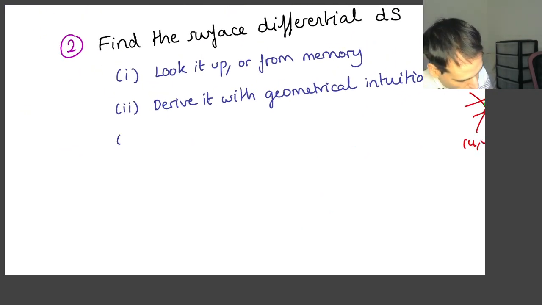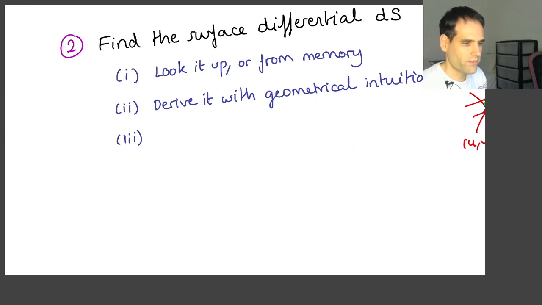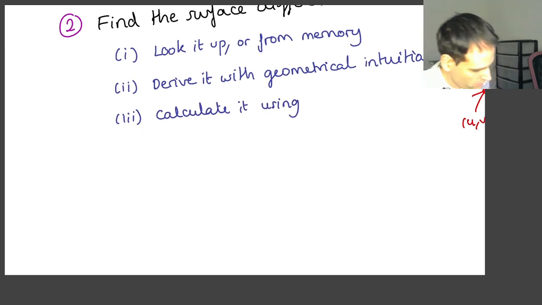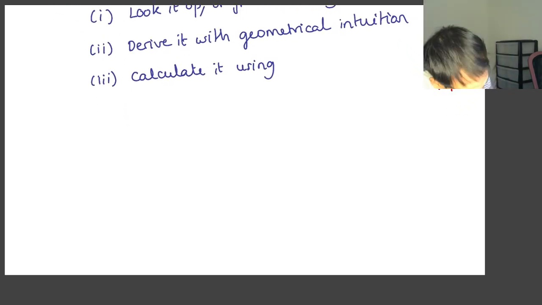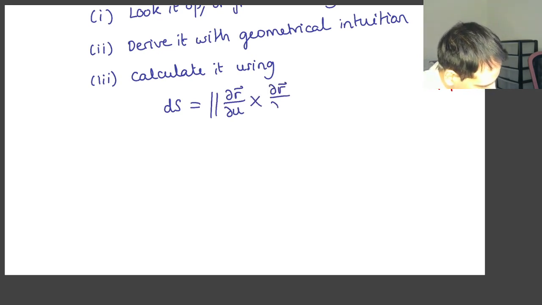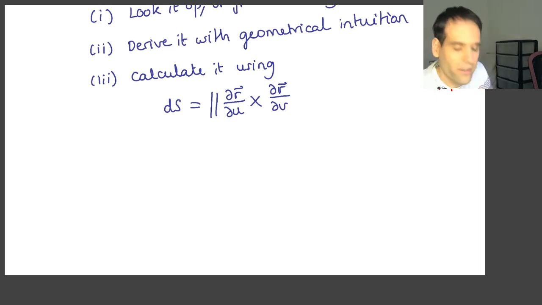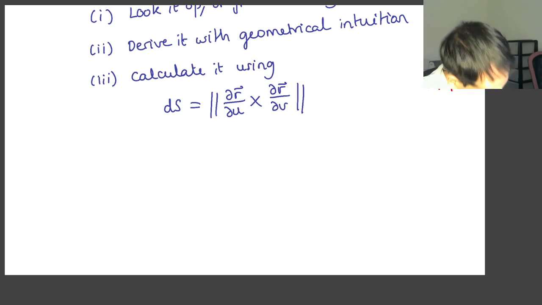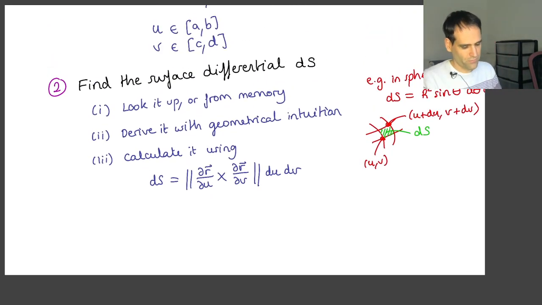And thirdly, you apply the recipe to calculate dS. So calculate it using the equation. And what is the equation? You will use it so often that eventually you will just remember it. It's the partial derivative of r with respect to u, cross product the partial derivative of r with respect to v. After you do the cross product, you take the norm, which means the square root of the squares of the components, and then times du dv. Okay, so this will be dS.